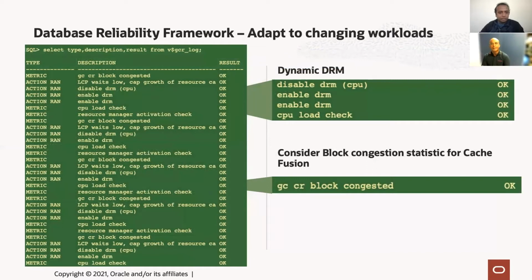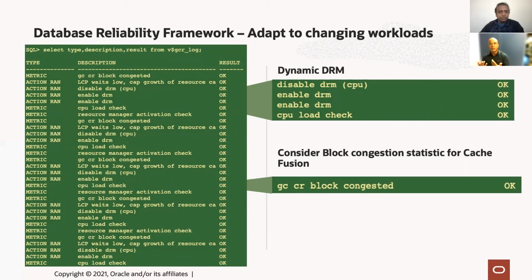Continually, while we detect these things during startup, we also continually monitor some of these things. For example, we have this DRF feature, which is basically a database reliability framework feature, so that we adapt to changing workload. So, for example, DRM, dynamic resource management, which is the ability of a cache resource monitor to move from certain node to other node.